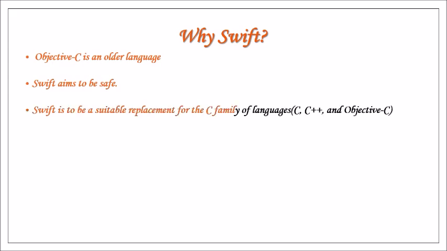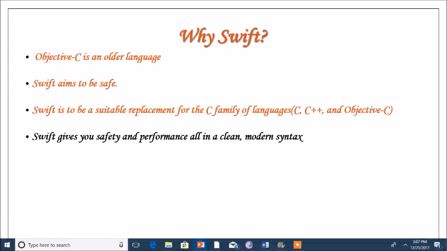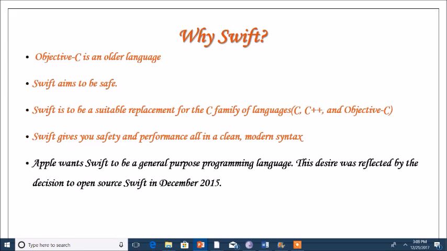Swift is meant to be a suitable replacement for the C family of languages like C, C++ and Objective-C. That means Swift has to be fast, indeed. Swift performance is comparable to these languages in most cases. It gives you safety and performance, all in a clean modern syntax. This is quite expressive, and developers can write code that feels natural. These features make Swift a joy to write and easy to read, which makes it great for collaborating on larger projects.